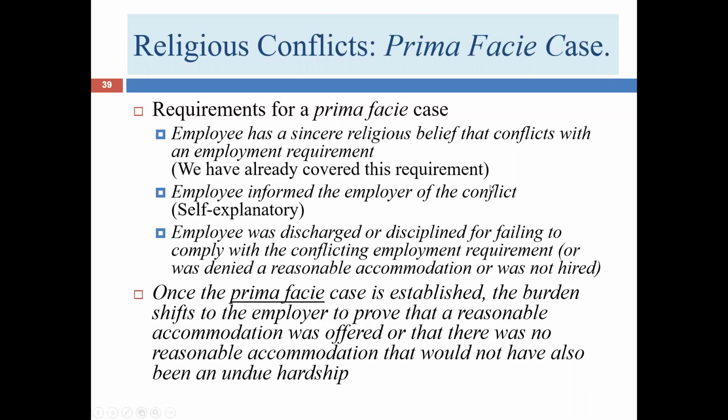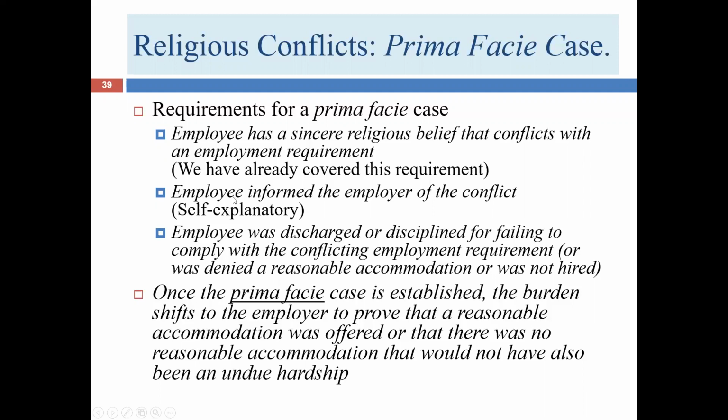So the first element establishes that the person is a member of a protected category. And in this case, this means that the person has a sincere, not severe, I apologize, a sincere religious belief that conflicts with an employment requirement. This is similar to needing to prove that this person has a particular gender or a particular race or particular national origin.